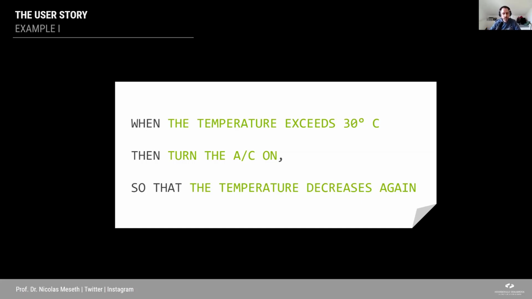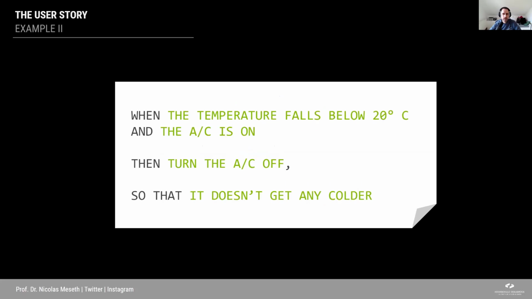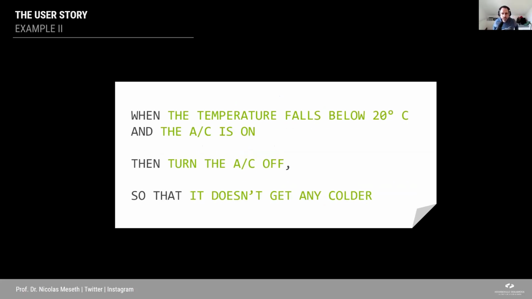So this benefit can be more useful than in this user story. So that would be an example how we could write down or define a functionality in a non-user environment. So where we have a technical system that has some trigger and then does something, and more generally, it's trigger, action, and then why is the action important? So what's the benefit?